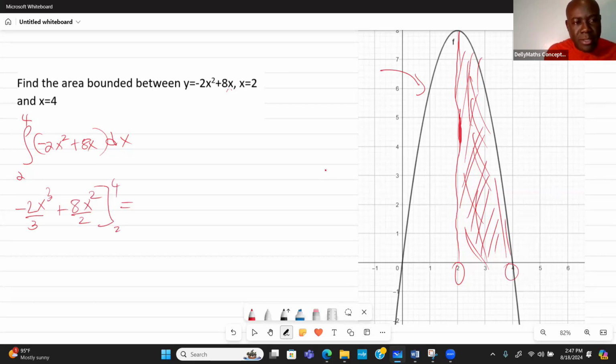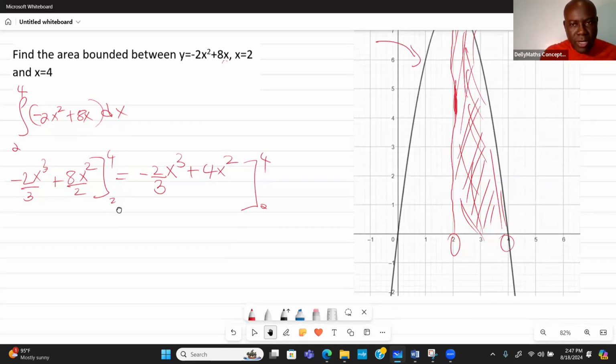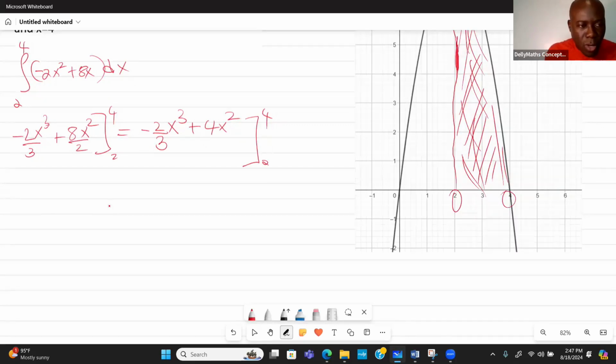I'm going to simplify this. Basically, we have negative 2/3 x to the third plus 4x squared. We're moving from 2 to 4. Let us plug in our limits now. So what we're dealing with here is that we're going to have negative 2 over 3 times 4 raised to the third plus 4 times 4 squared. Subtract negative 2 over 3.